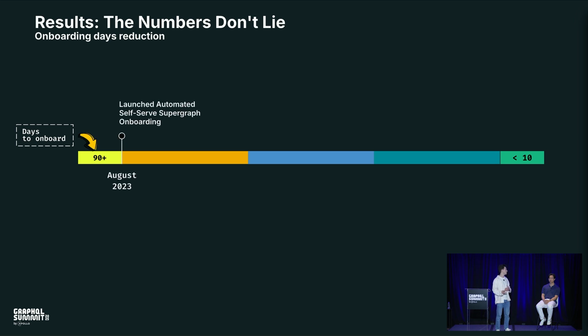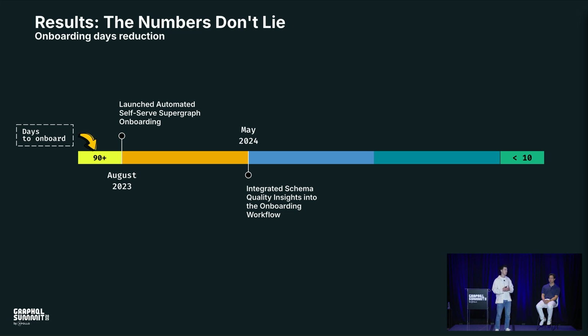In August 2023, we launched the automated self-serve. This is the dev portal that you've seen, so you can initiate onboarding by clicking one button. In May 2024, we integrated the schema insights. That's actually the comment on the GitHub issue you've seen.